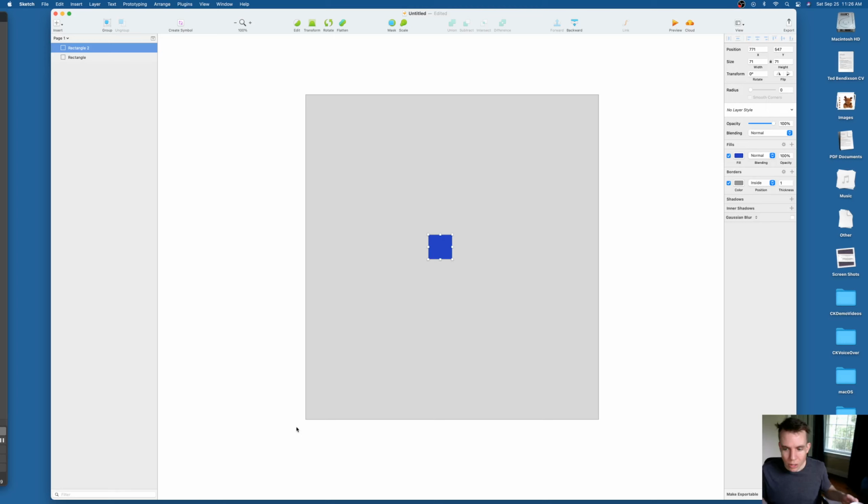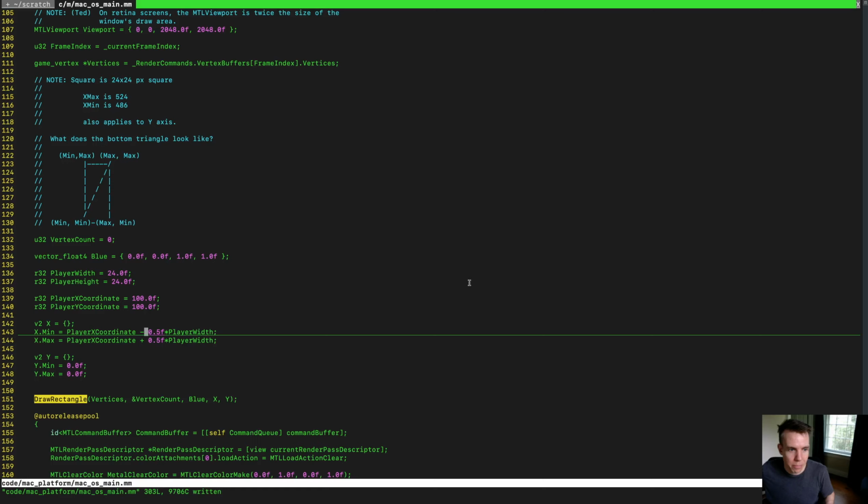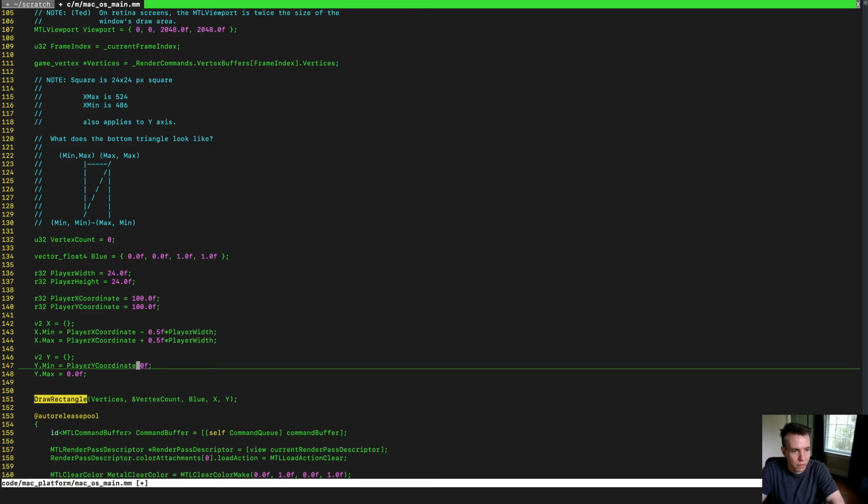So with all of that said, let's put in the math for the y as well, right? And so that's just going to be the y coordinate minus 0.5f times player height, right? And the max is going to be the same thing plus half of the player height. Cool.